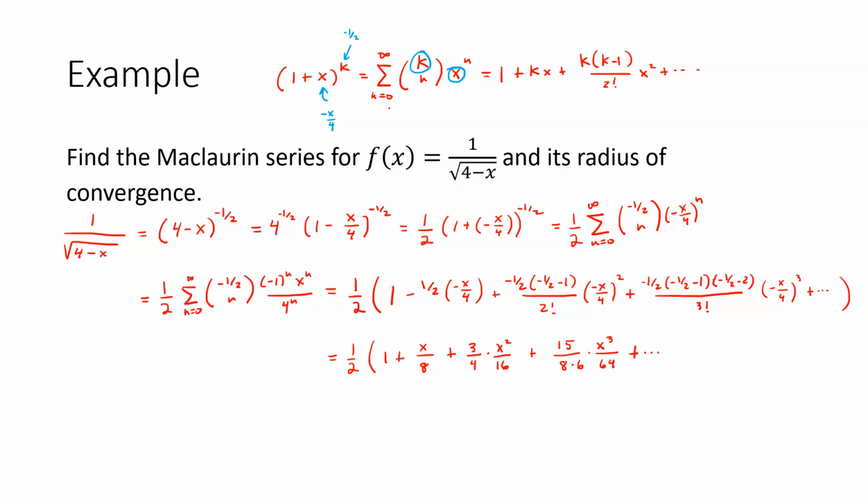Now let's think about what its radius of convergence is. Remember up here when we have just an x here, this will converge for absolute value of x less than 1. In this case, remember we actually substituted negative x over 4. So it'll converge when the absolute value of negative x over 4 is less than 1, which means the absolute value of x over 4 is less than 1. So the absolute value of x is less than 4. So here our radius of convergence is 4. So this series will be good for x between negative 4 and 4.